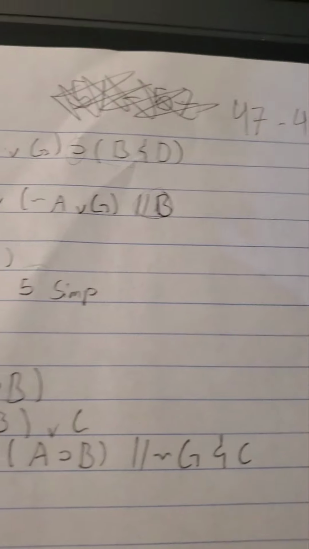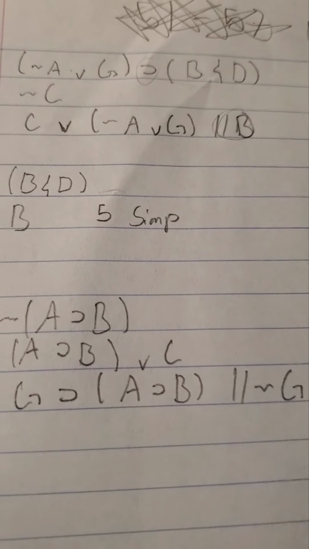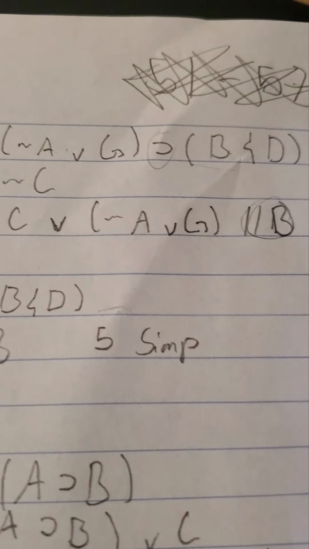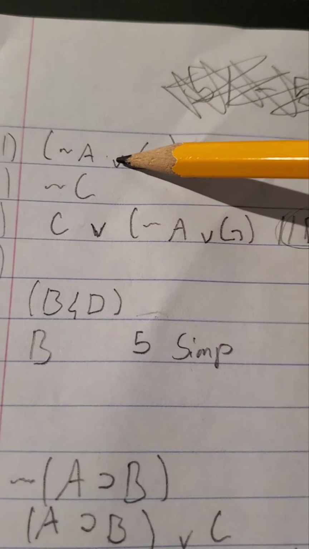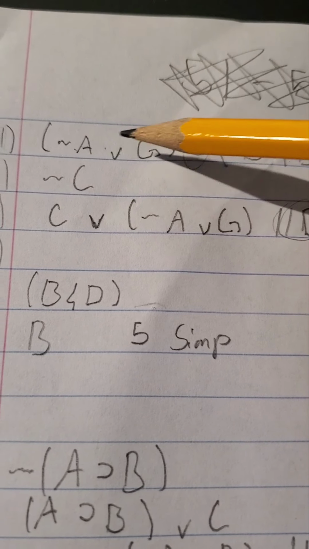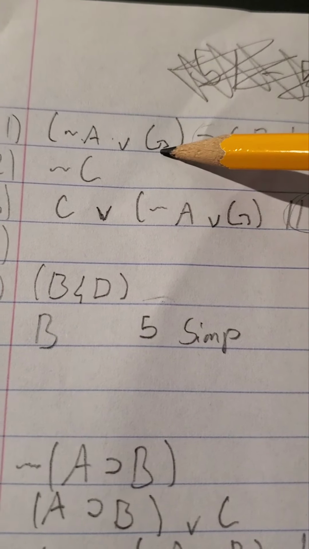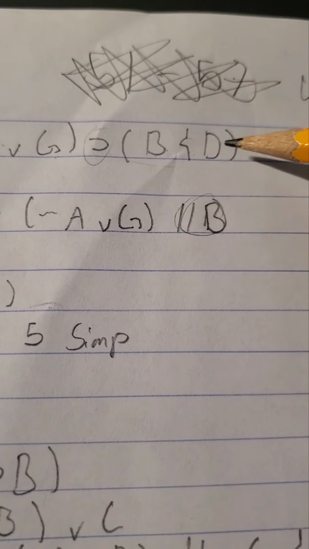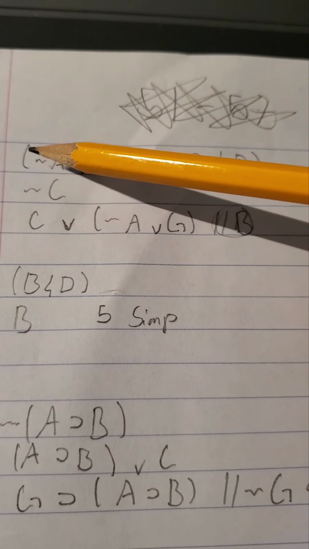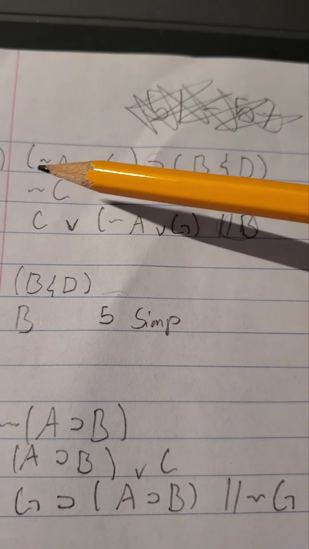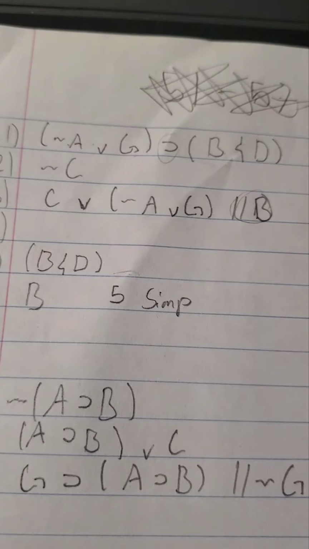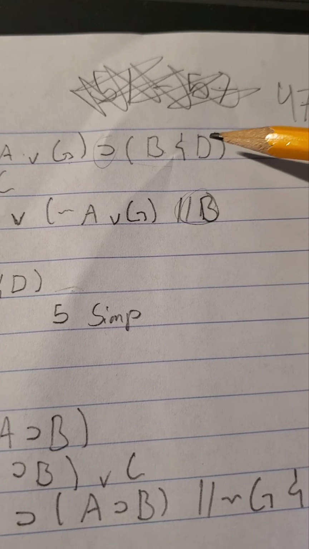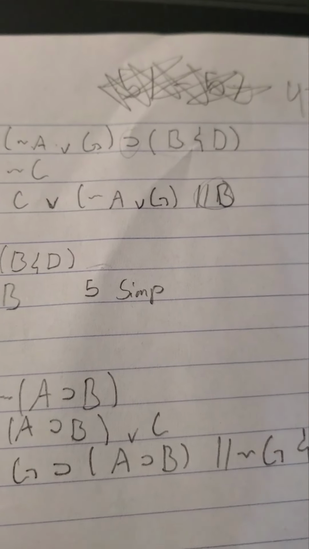Now, something to make sure of, P horseshoe Q doesn't always mean that it's divided in these 2 ways. For right now, let's pretend that this was a horseshoe. This doesn't mean this is P, and then this is Q. No, the entire thing as a whole, all of this is P. So parentheses to parentheses, this is all P, and then parentheses to parentheses, this is all Q. Again, just to make sure.